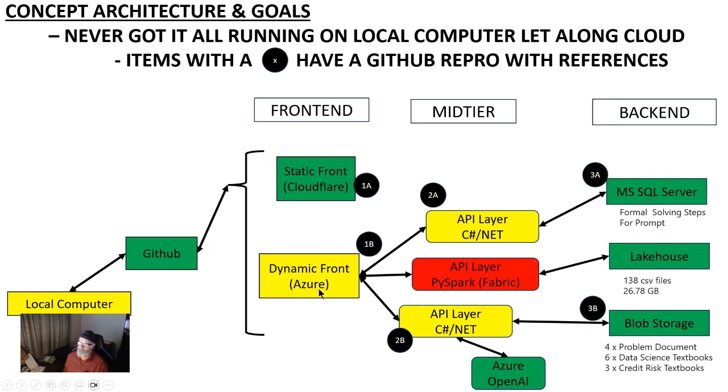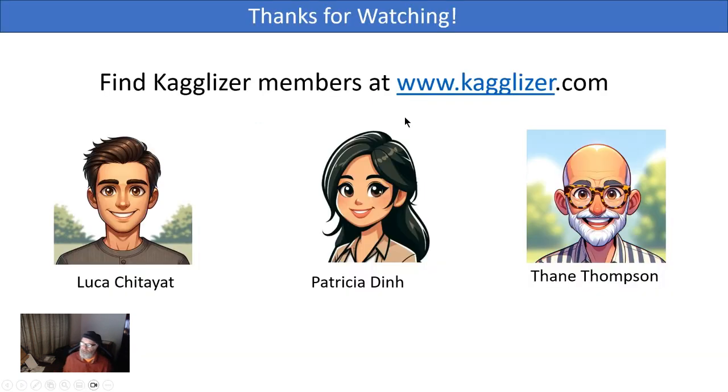The yellow, the dynamic front end, the API for the SQL Server and the API for the OpenAI are partially complete. There was nothing done on the PySpark notebook. So that is what it is.